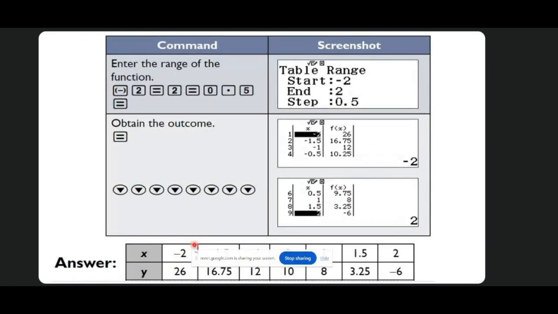Okay, so for this table, negative 2 and negative 1.5, their difference is only 0.5. So the step is 0.5. Starting is negative 2, ending is 2. So the step is based on the difference between each value.